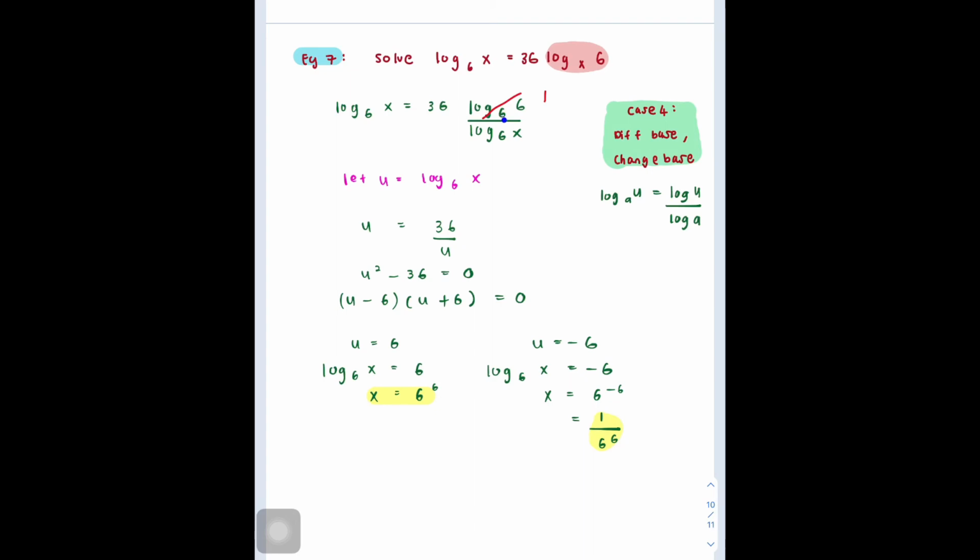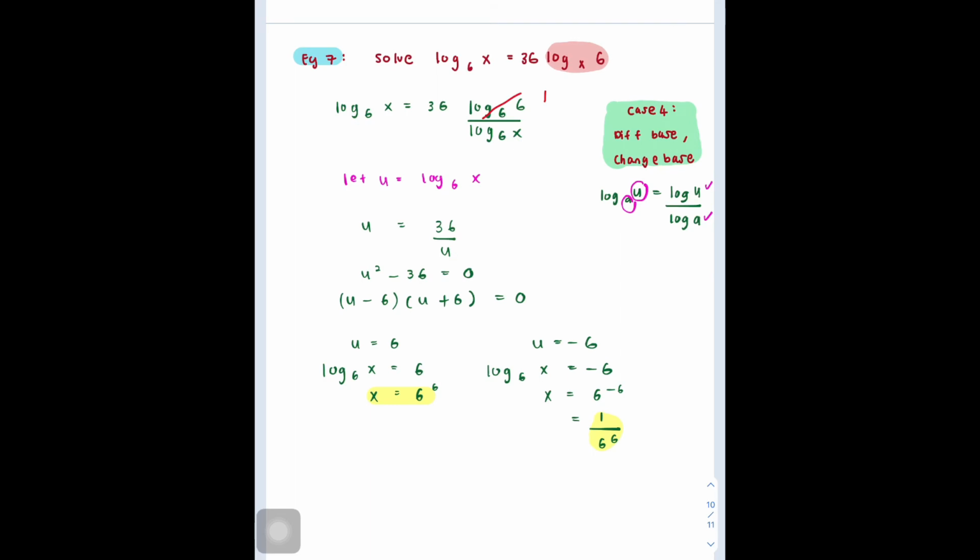So you have log base 6 of 6 over log base 6 of x. Argument here will be your numerator. Your base here will be your denominator. That is how you apply the change of base formula. So you know that log base 6 of 6 is 1. So you have only 36 over this thing. So you just let u be log base 6 of x. Then you have u is equal to 36 over u. You have the same thing here, left side and right side.